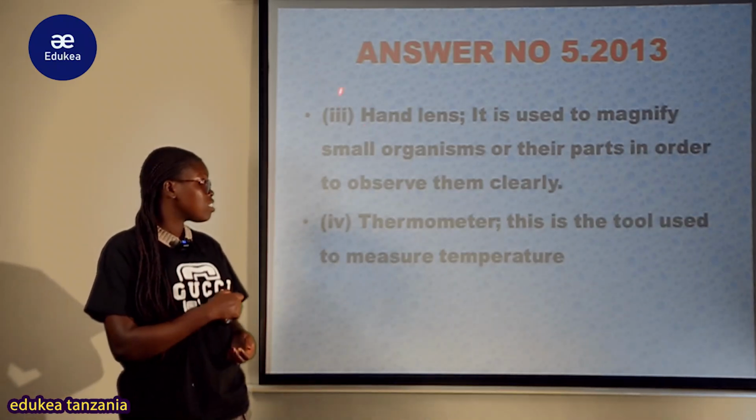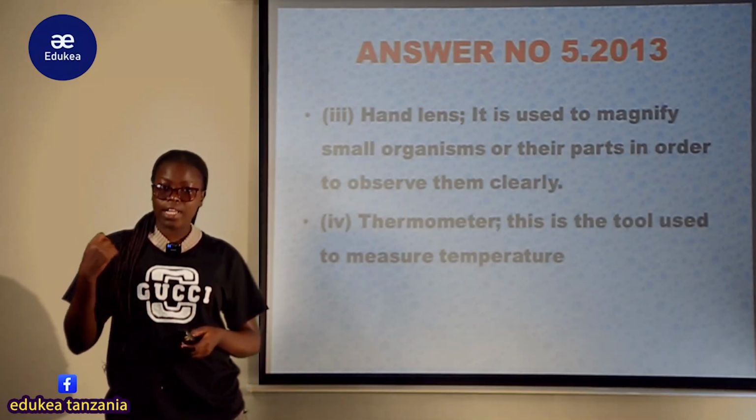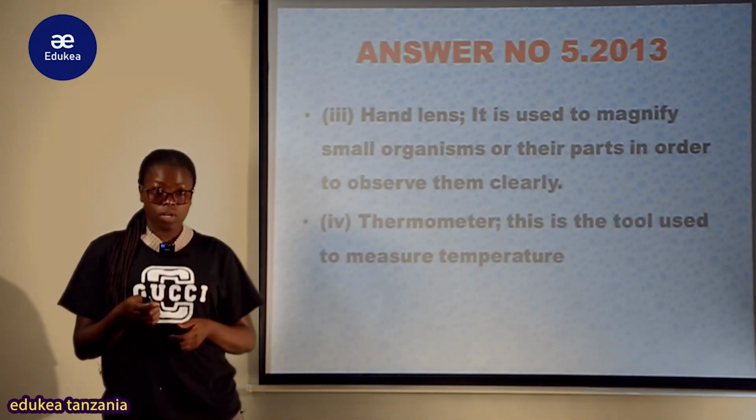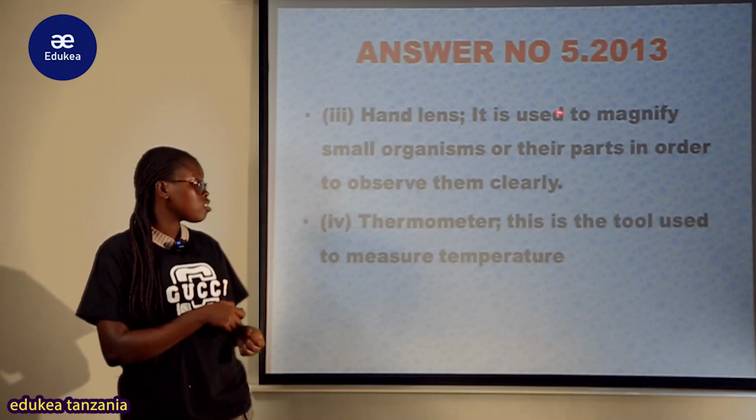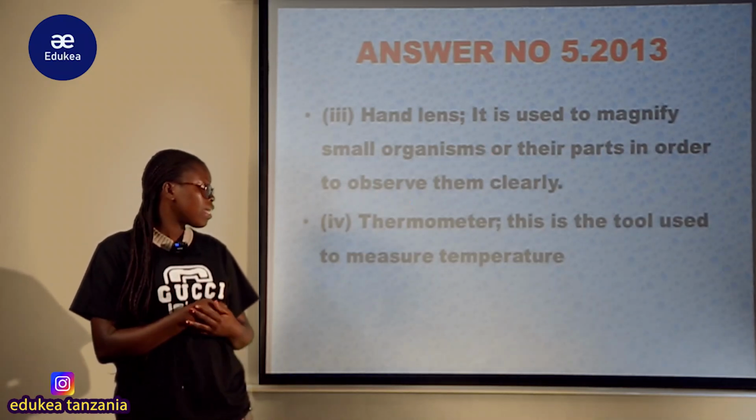So the hand lens is called hand because you can just carry it in your hand, you use it normally, unlike the microscope. So the hand lens is used to magnify small organisms or their parts in order to observe them clearly.